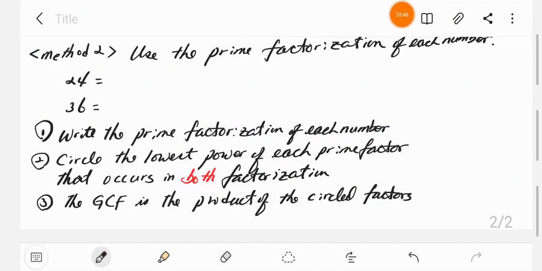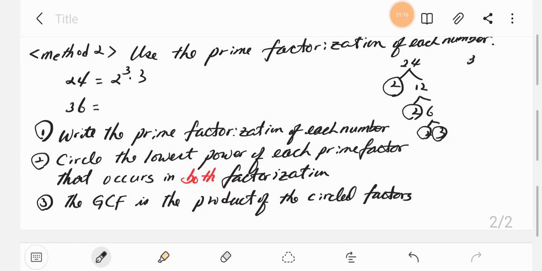So the second method is this. We will use the prime factorization, just like what we did in finding the LCM. So 24. Okay, let's write the 24 in prime factorization. So 24 is 2 times 12. 12 is 2 times 6. 6 is 2 times 3. So 24 is the product of these four numbers. So you can write it as 2 cubed times 3.